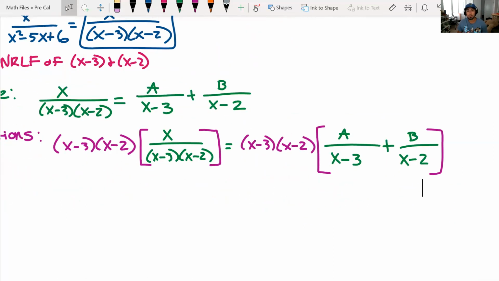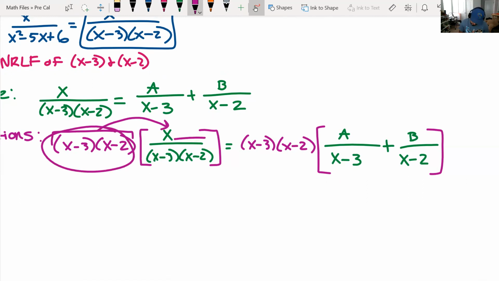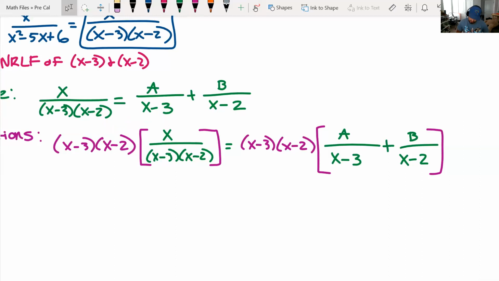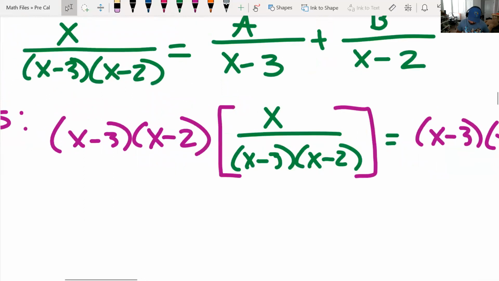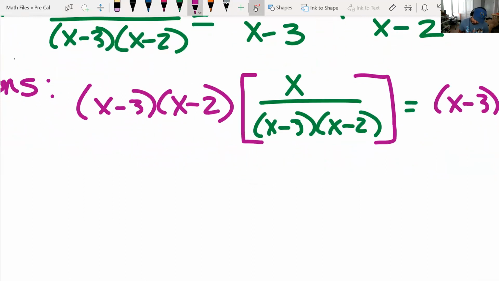There you go. Multiply both sides by the common denominator. And now distributing madness. This x minus 3 times x minus 2 distributes in there. And guess what's going to happen? These x minus 3s and x minus 2s will cancel. So I'm going to zoom in again. Like I said, we need the room for this one. So this means that the left side becomes just x.